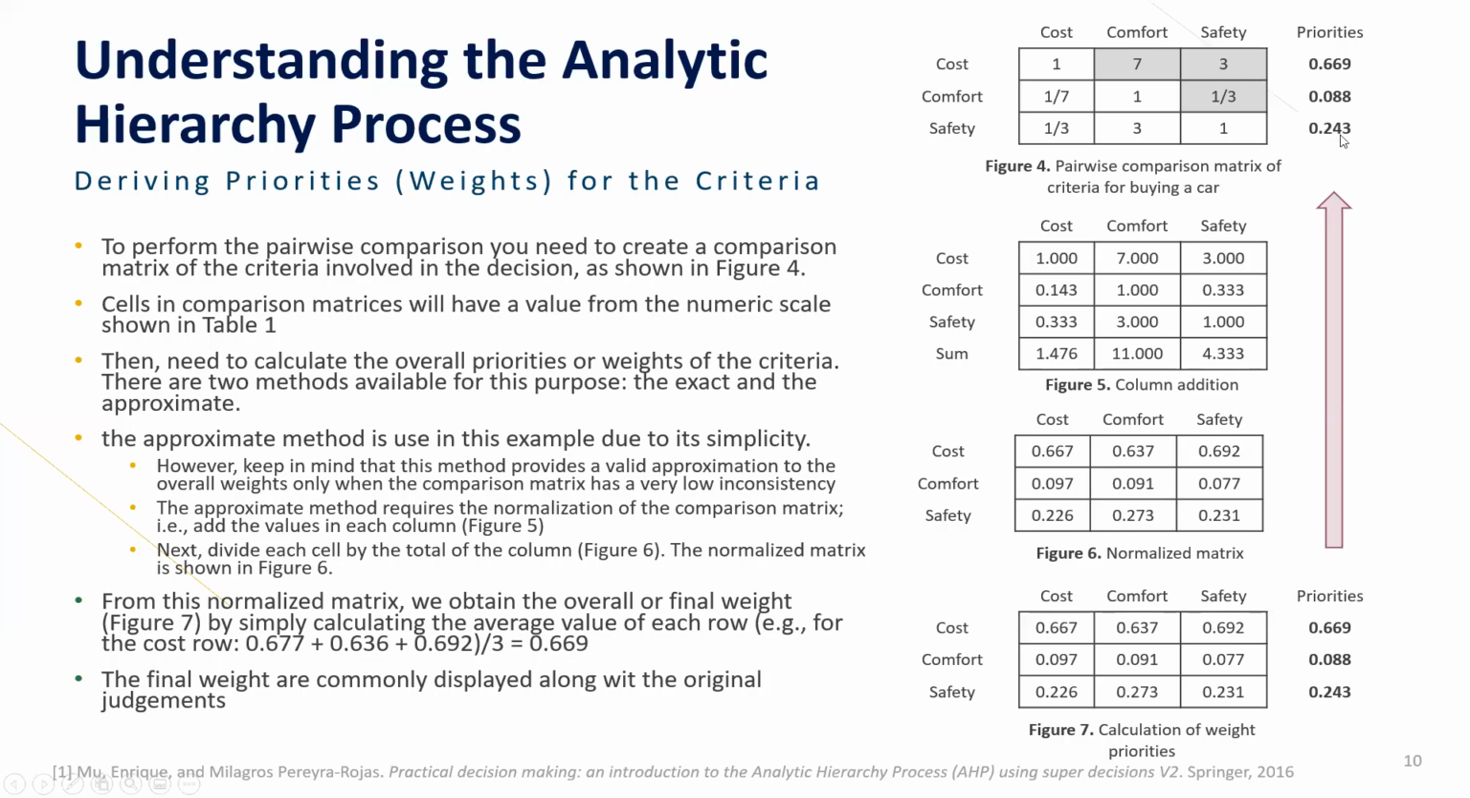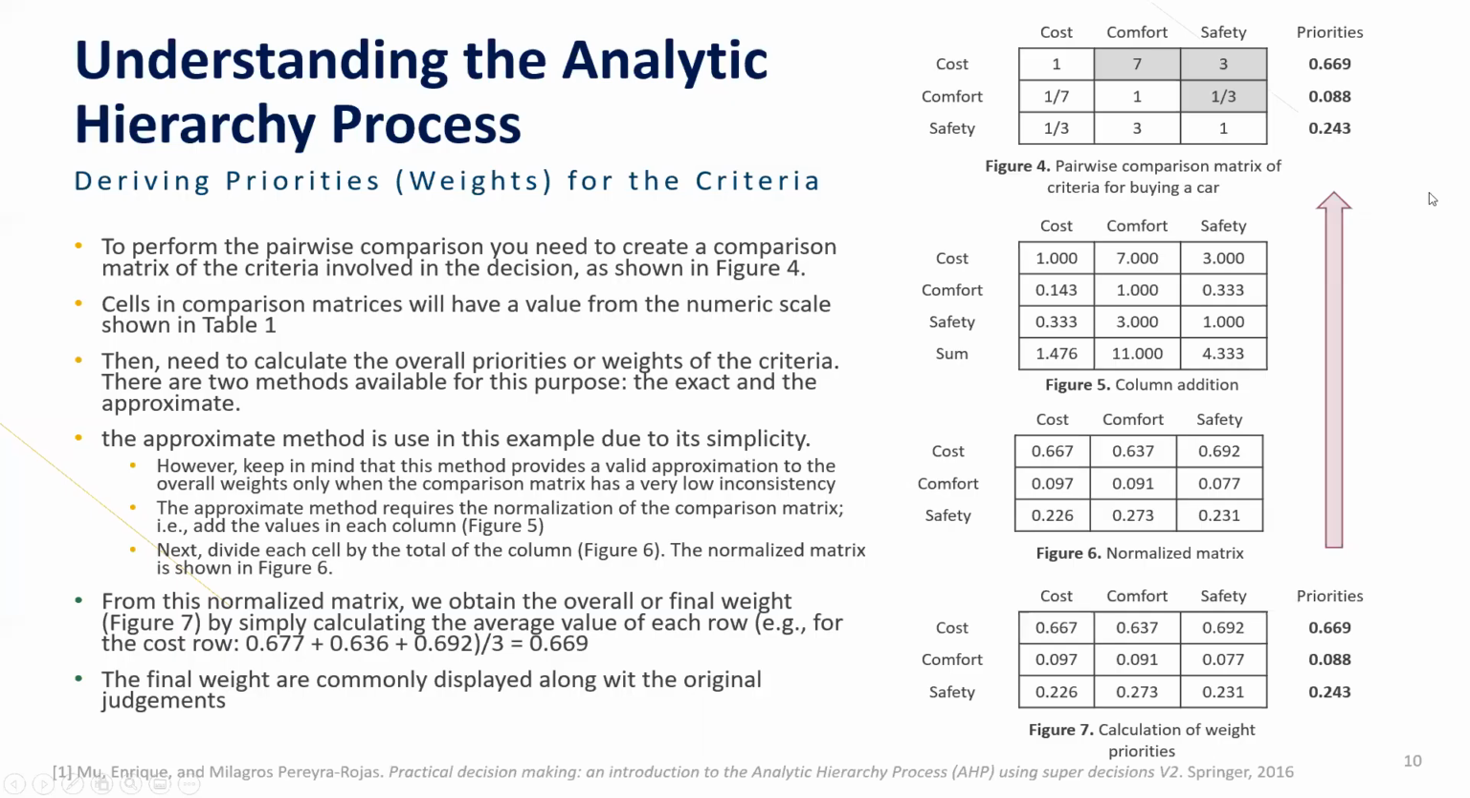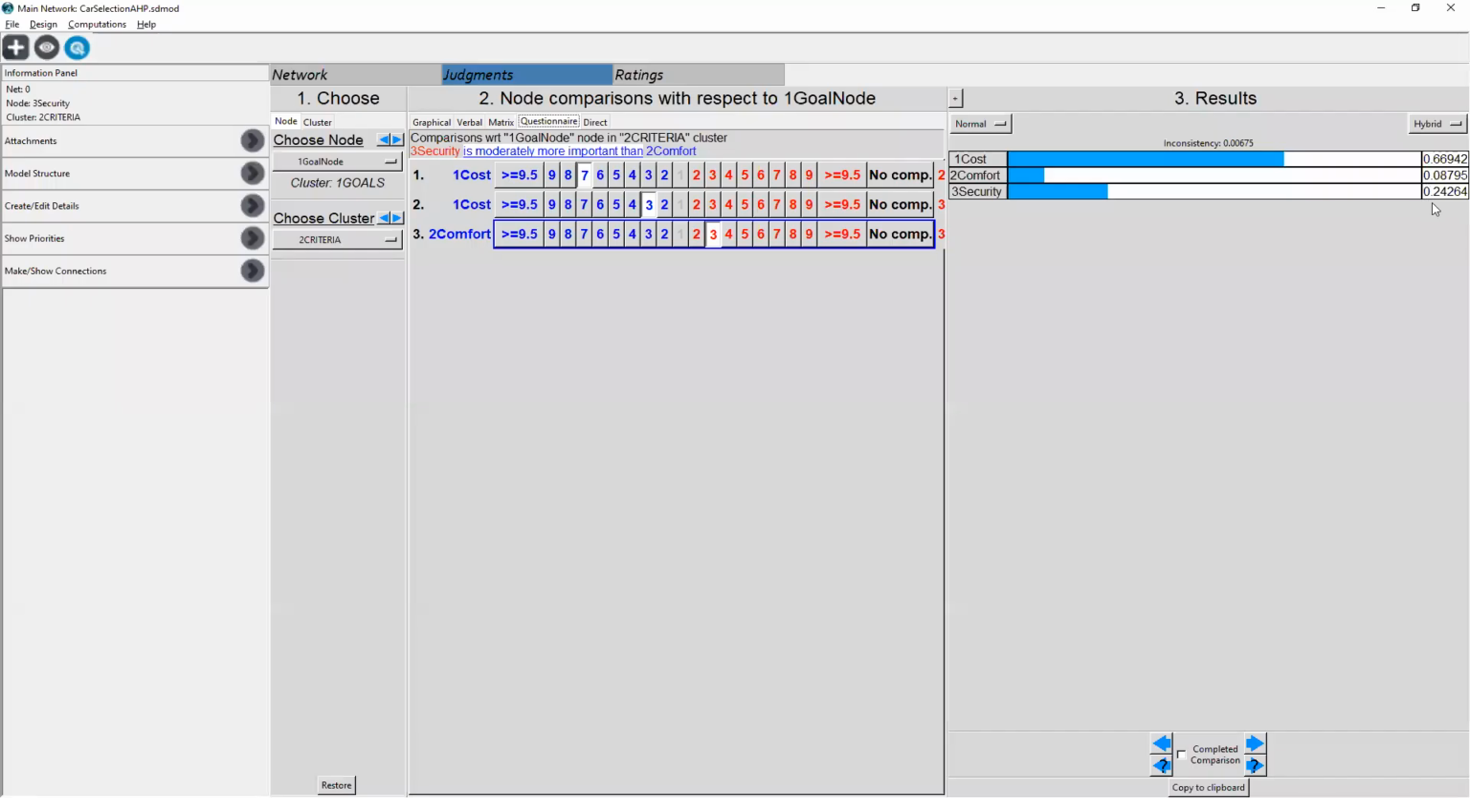In the manual process, remember, we need to calculate the priorities. And as you can see here, the priorities on the right side of the result automatically give you the numbers that we calculated manually: 0.669 for cost, 0.088 for comfort, 0.243 for safety. You can see here 0.669, 0.087, 0.242. So basically, these tools can help you calculate it instead of doing it manually.